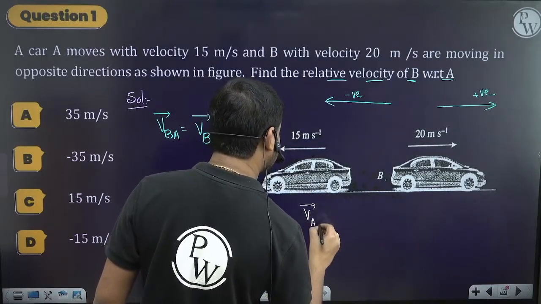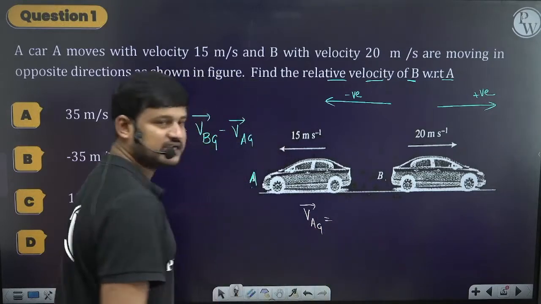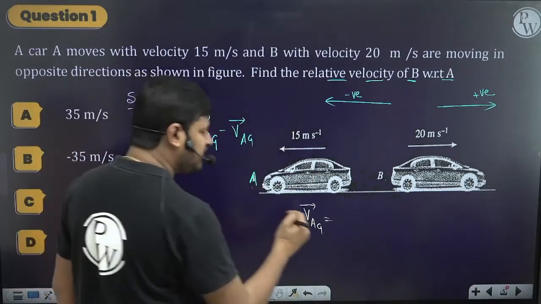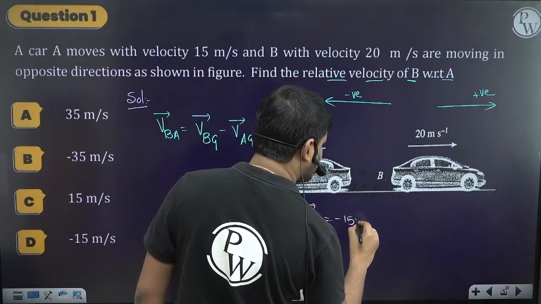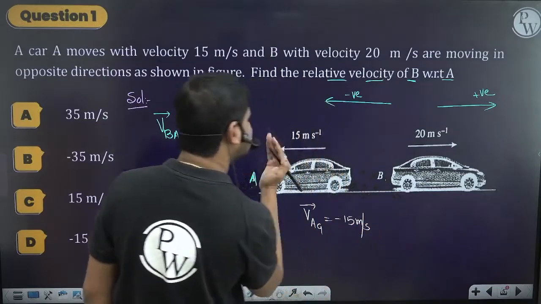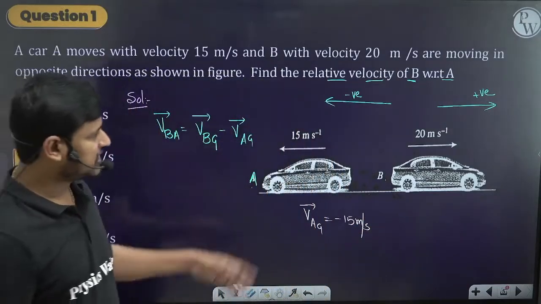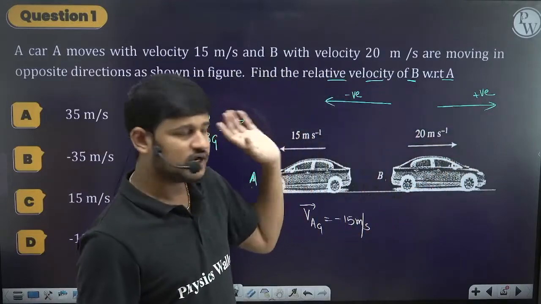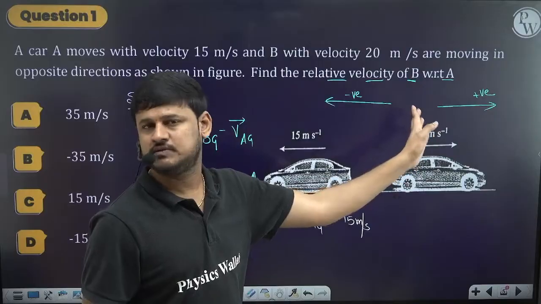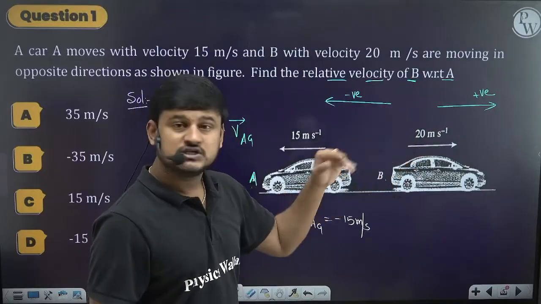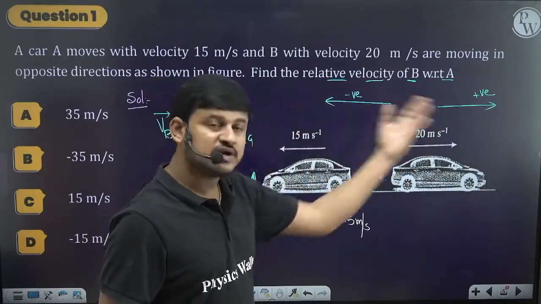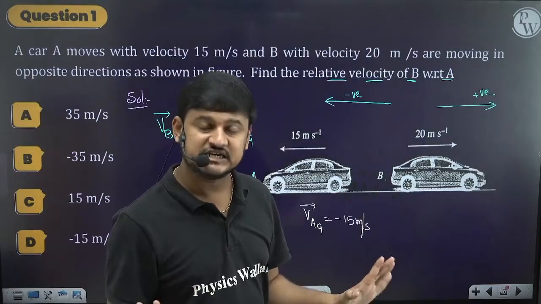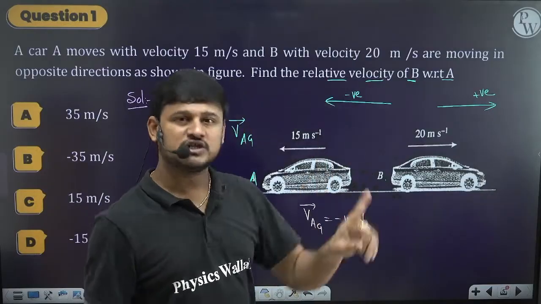Velocity of car A with respect to ground, I can write it as minus 15 meter per second. Why minus, sir? Because it is towards the left. So I considered my frame of reference as right side positive, left side negative. Throughout the question you have to follow the same. You should not change in the middle. No sir, I'll consider left side positive, right side negative. No problem, consider it. But throughout the question follow the same.